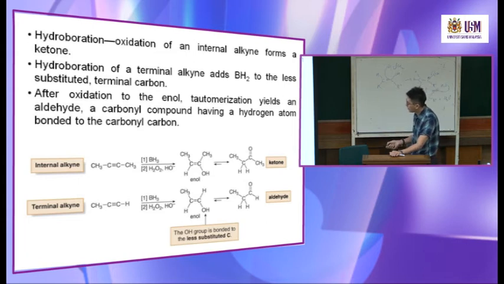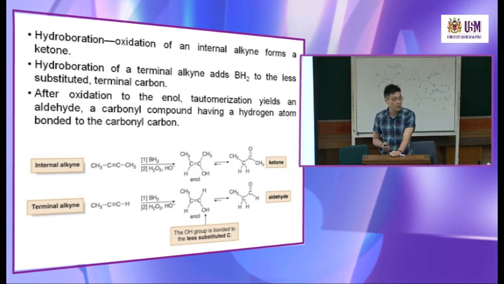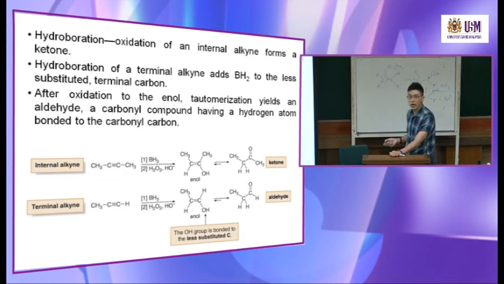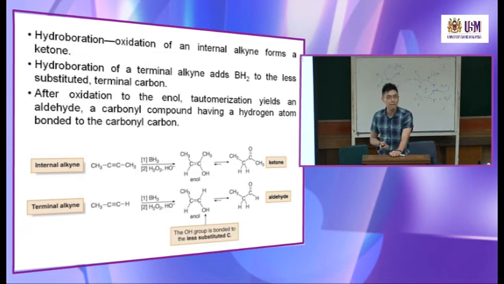Now, this is the terminal alkyne. The H is now added to which one? Because you have a C with a substituent, and you have another C with H. The BH2 is added to the less substituted one. That's why your H in this case is added to the more substituted one. Therefore, it's an anti-Markovnikov product. And the reason why, you better go back and read the previous chapter.